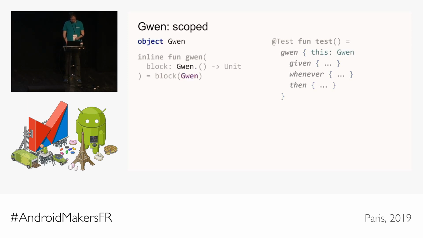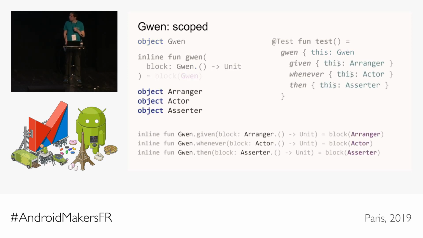If we give each of them a receiver, so here we add the top level Gwen, we create an object and we pass it in, and that will be the implicit receiver. And then we can add the other ones as well, the same way. Notice that the internal structure elements, the given, whenever, then, are now scoped to Gwen, so they are only accessible there. So the only global function we have left is Gwen.